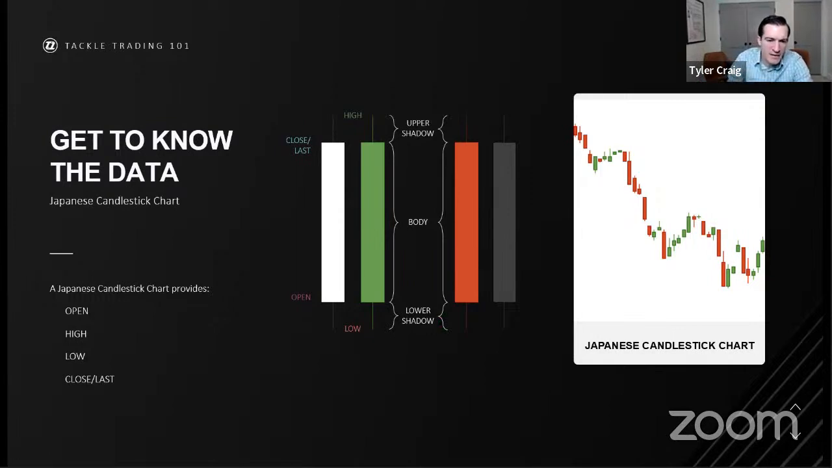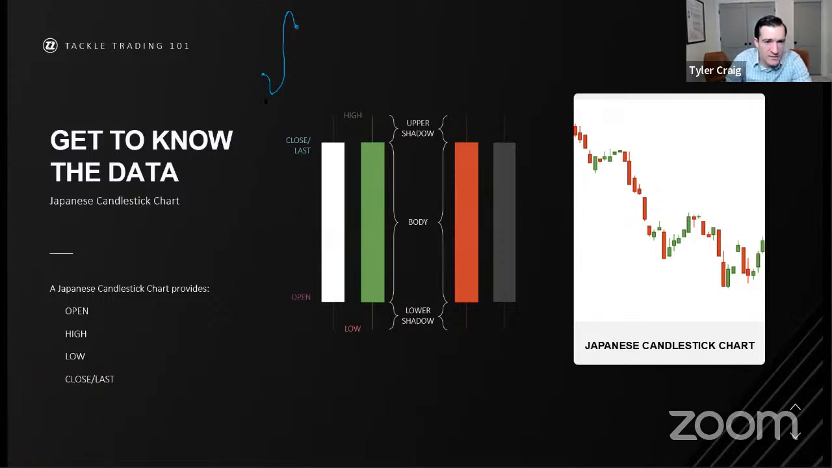So once again, if I were to draw this white or green bar, you opened here. At some point you went down because you had a lower shadow. And then you went up, up, up, up, up, up, up, hit the high of the day, and then you came back down and closed here. This would be like the intraday price action of the green bar.